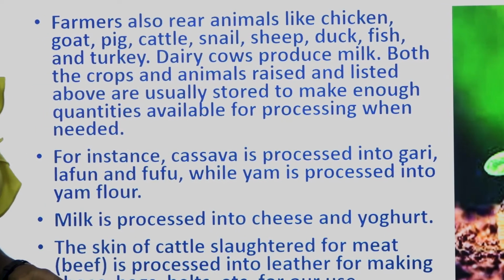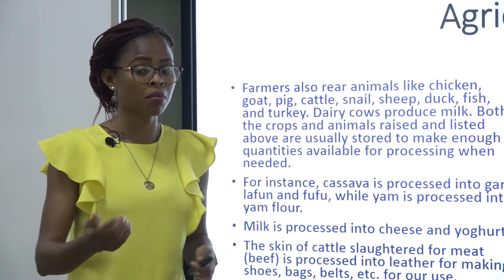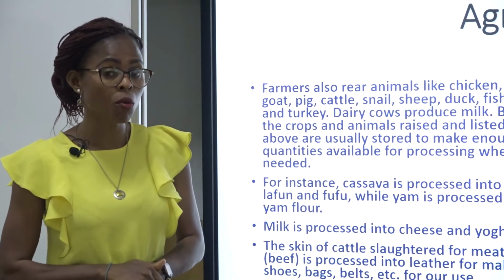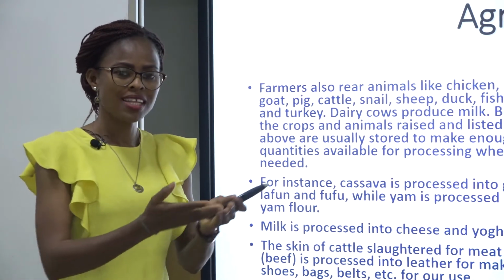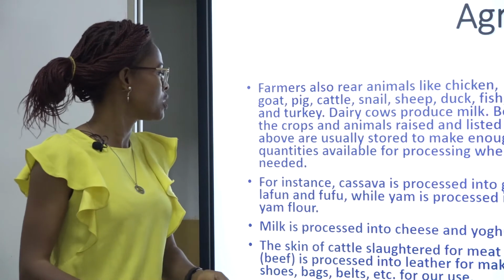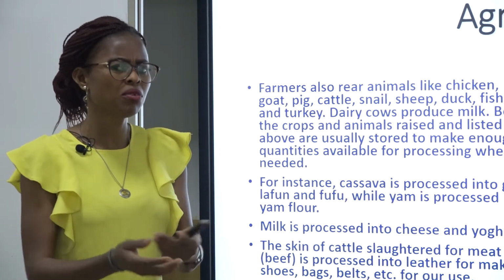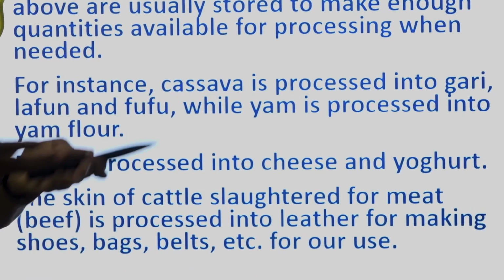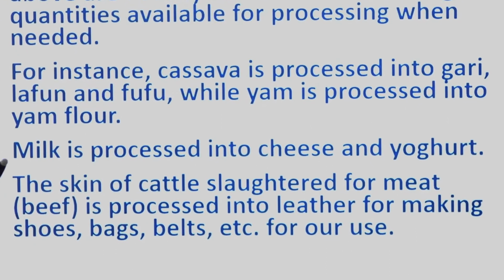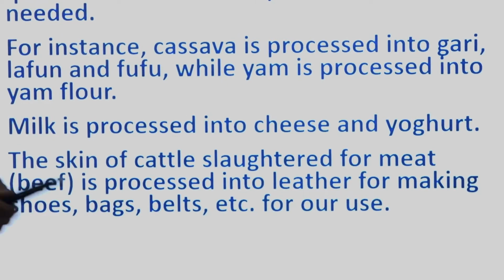For instance, you know of cassava. You might not really remember the name, but you know of gari. Gari is gotten from where? Cassava. Now this cassava, when it's being processed, can be processed into what? Lafun. Yam can also be processed into yam flour. They're all gotten from where? Cassava. Even the yam you eat is now processed into what? Yam flour. Also the milk can be processed into yogurt, your favorite, and cheese. They're all gotten from where? Milk. And these are farm produce.